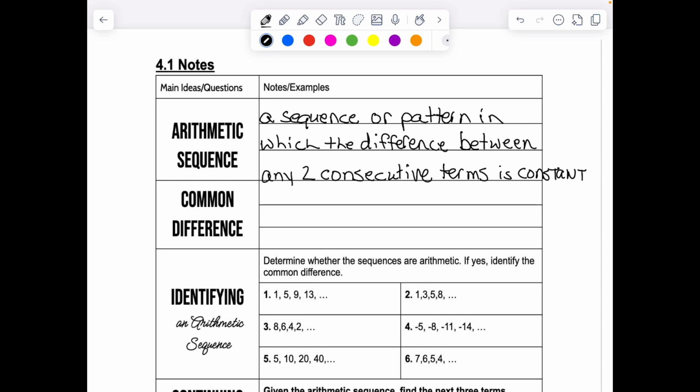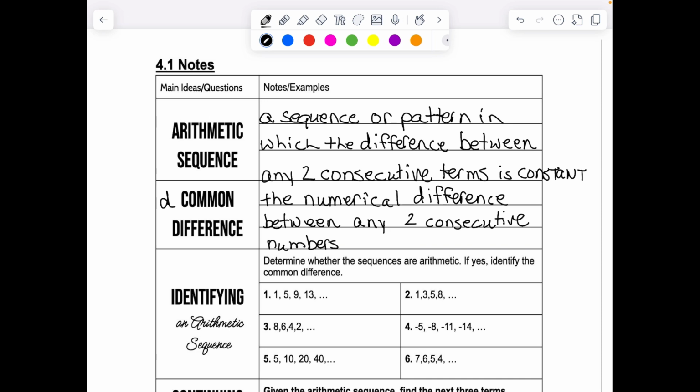The common difference, which is abbreviated lowercase d, is the numerical difference between any two consecutive numbers. Okay, so the first thing you need to do is figure out what the common difference is.